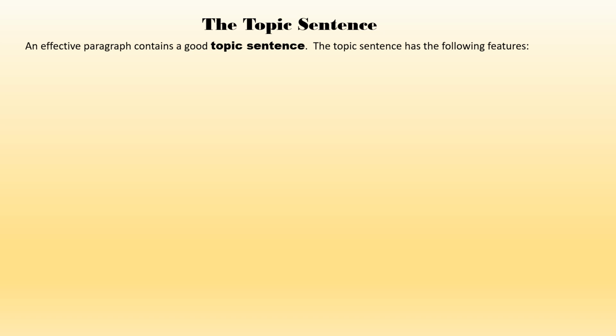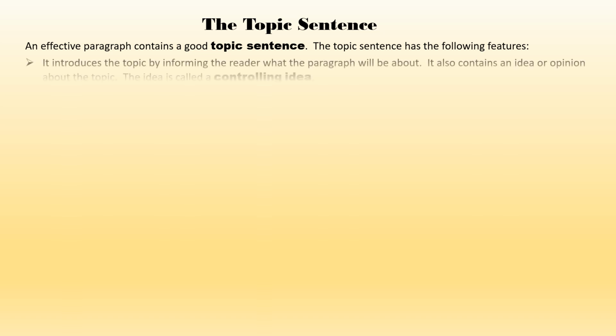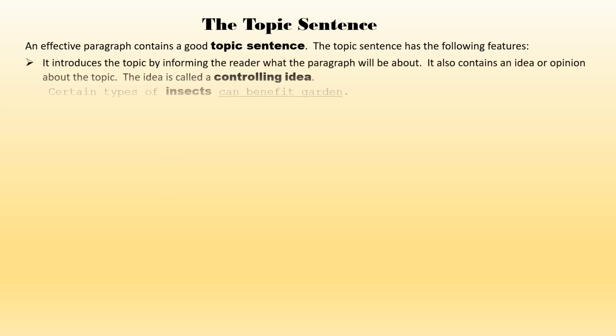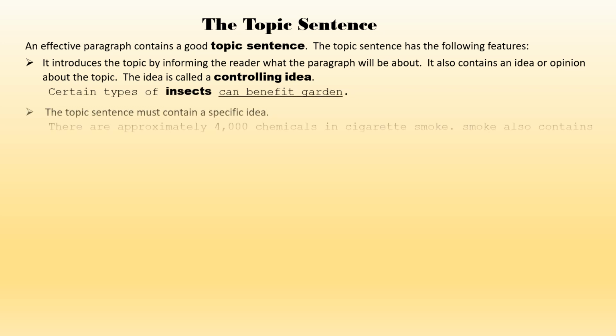And the topic sentence has the following features. It introduces the topic by informing the reader what the paragraph will be about. It also contains an idea or opinion about the topic. The idea is called a controlling idea. Let's take a look at an example.